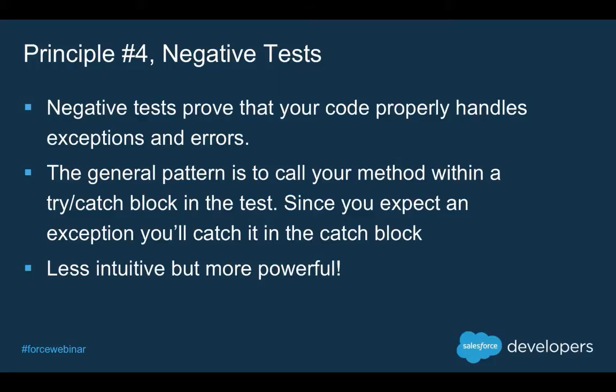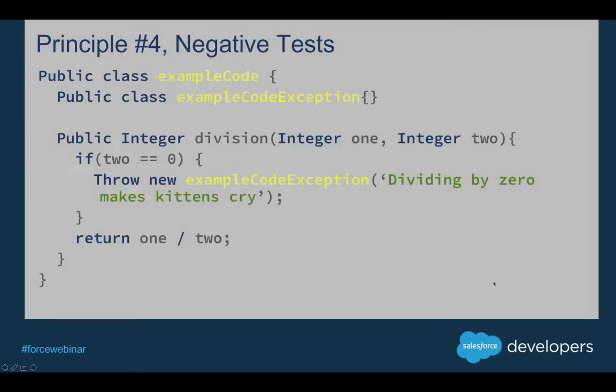And since you expect the exception, you'll catch that exception in the catch block, and you can then set a Boolean to true to make sure that you can assert against it later. These tests are less powerful, but in the end, these are the ones that help you catch bugs. They help you find edge cases where you didn't throw an exception, but you should have, or when an exception was thrown and you didn't expect it. These are very powerful and very useful. So here's an example of a negative test.